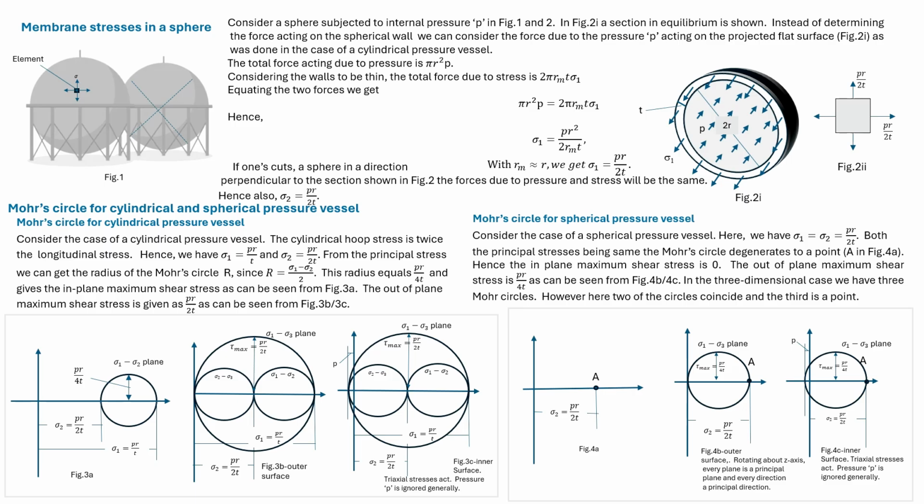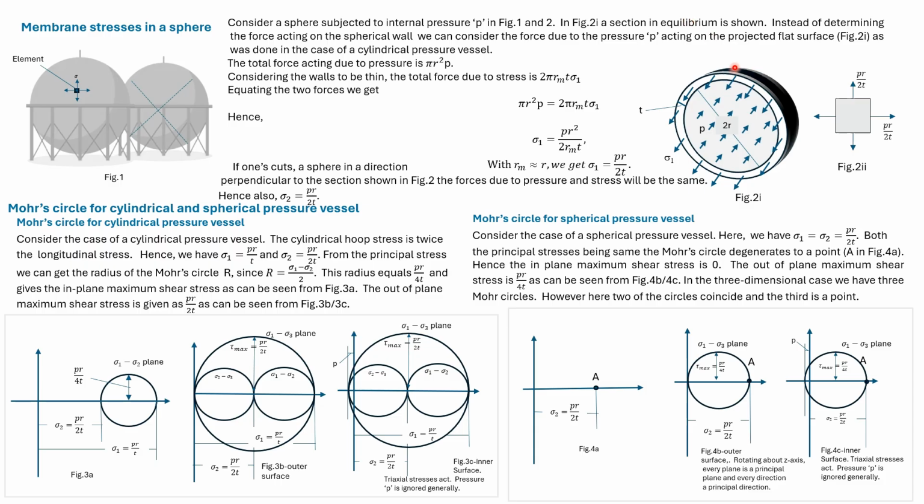Earlier we found out principal stresses acting on a cylindrical pressure vessel. We now look at stresses acting on a spherical pressure vessel. When determining circumferential or hoop stress in a cylindrical pressure vessel, we used two methods. With the second method, we used a projected flat surface. Here we will use a similar method. Consider we take a section of this spherical pressure vessel along the diameter passing through the center. So this is the hemisphere we get.